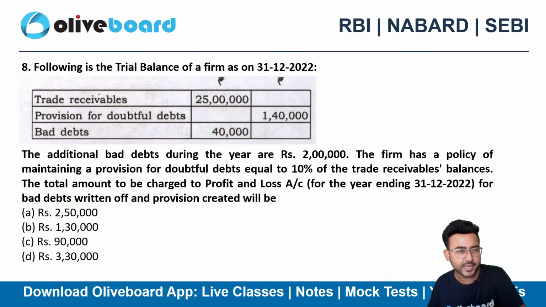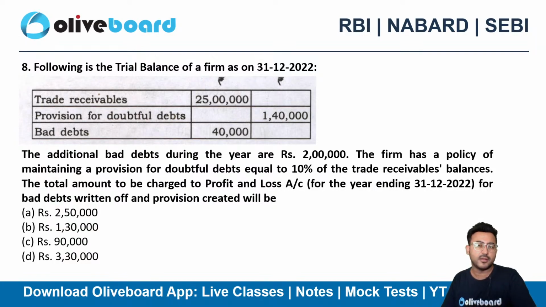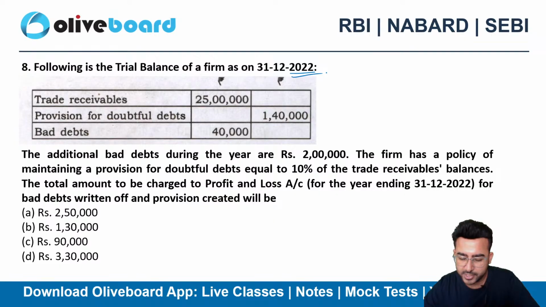Next question is a numerical question. Here we are having a trial balance for the financial year 2022. They have given us the trade receivables. Then we are having provision for doubtful debts, which is provision for bad debts only. Then we are having bad debts 40,000. Because bad debts is appearing in the trial balance, this is the trial balance.